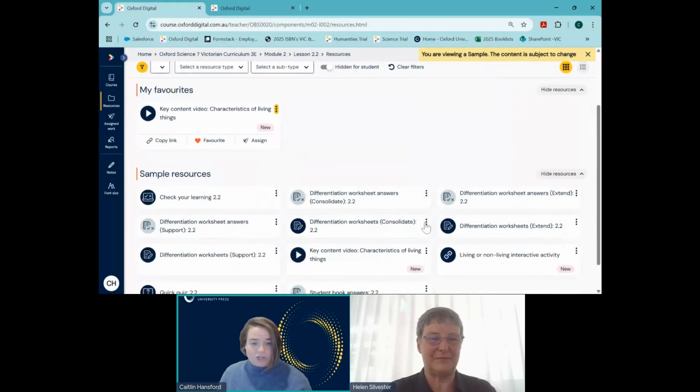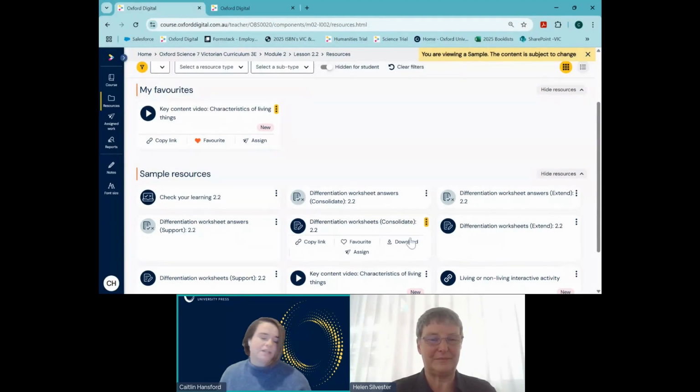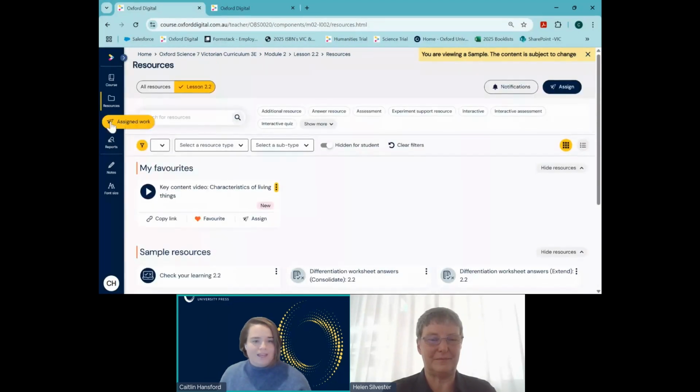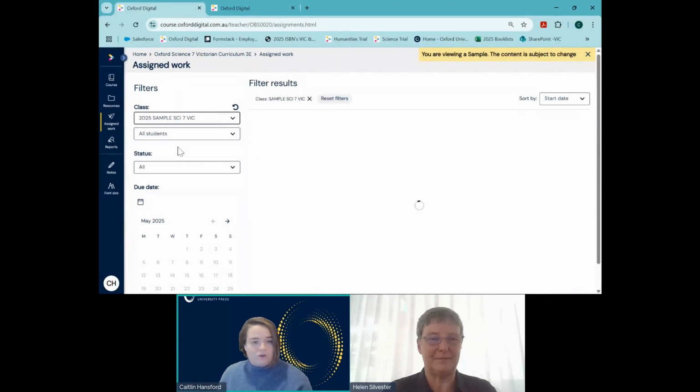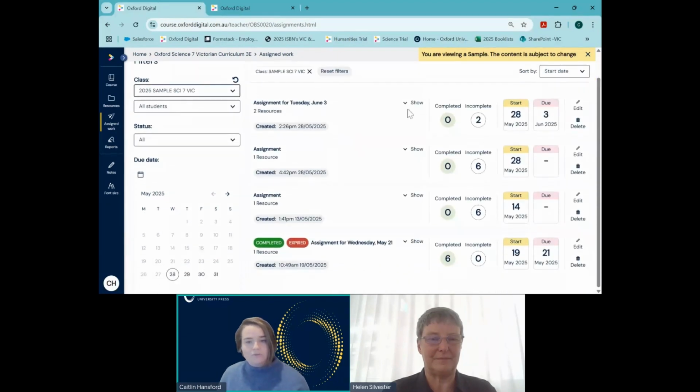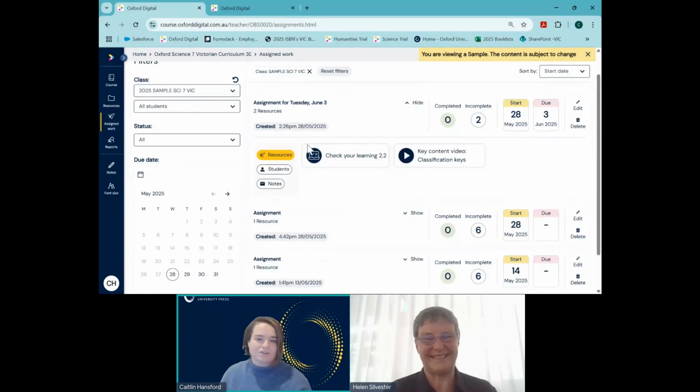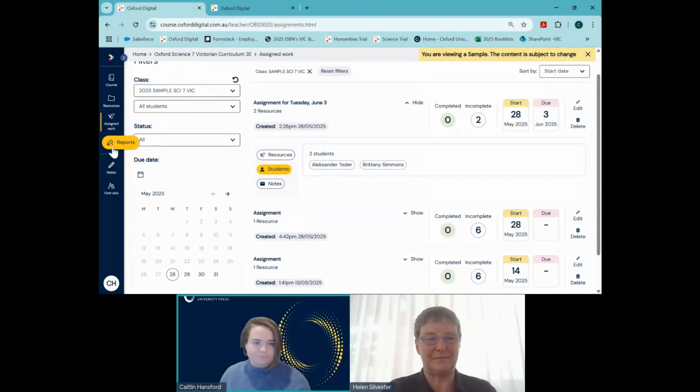If it's a worksheet, you can also download. So that's another option there for you. In the assigned work functionality, you can look at your class and go, okay, these are all the things that I have assigned to them. So this is a really good note when the student says, no, you never assigned it to me. You can see straight away, yes, I did. Your name's right there. You can edit this, delete them, and you can also just keep in mind who has completed and who hasn't completed their work.